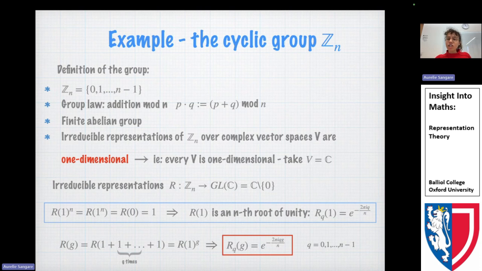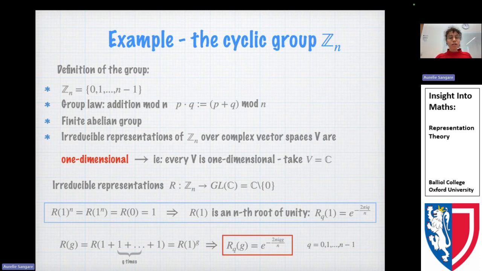And now the general expression for an nth root of unity is e to the minus 2 pi i q divided by n, for any q from 0 to n minus 1. So we have found that the representation maps acting on 1 are R_q of 1, so q labels which representation map we're talking about. R_q of 1 is equal to e to the minus 2 pi i q divided by n for any q from 0 to n minus 1.